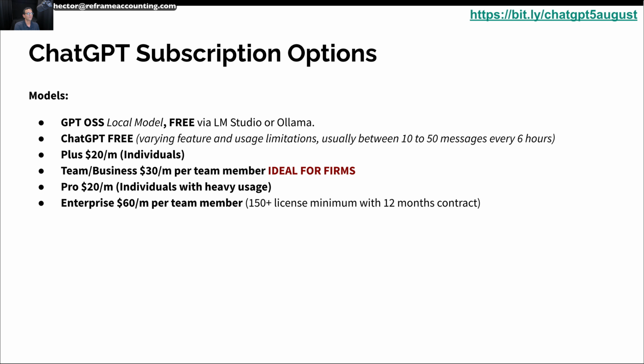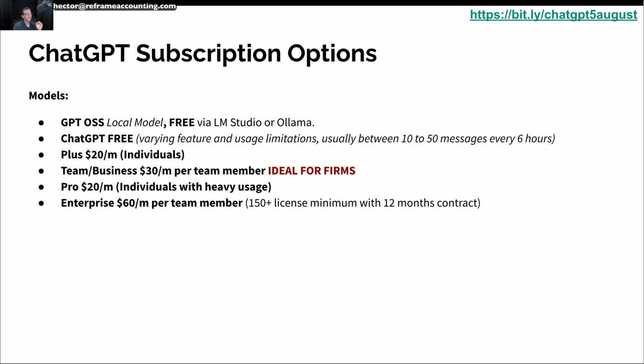Okay, I'm going to transition over to subscription options. So first, as I mentioned earlier, GPT OSS, that local model, you can download for free. You can use LM Studio or Ollama, use it locally on your computer. You don't have to pay anything or subscribe to anything. There's also ChatGPT free. So you go to chatgpt.com, create an account. You will be throttled to 10 messages for ChatGPT 5, the best edition.